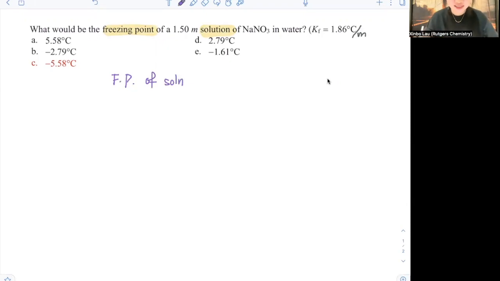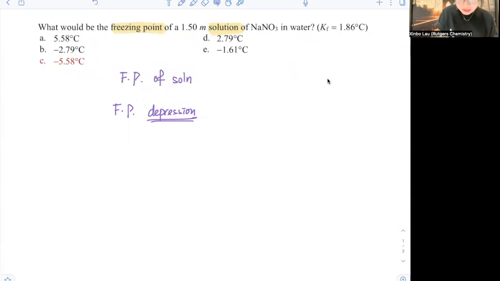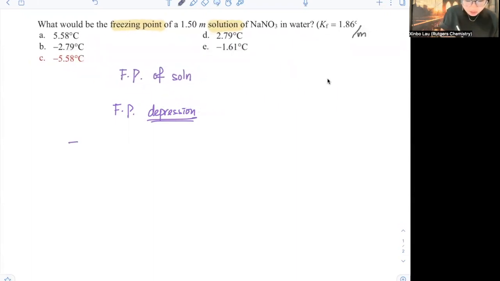As we learned, the freezing point of a solution, what's the title for it? Freezing point depression. Depression means lowered. Again, who are we comparing with? The freezing point of the solution, we're comparing with the freezing point of the pure solvent by itself.